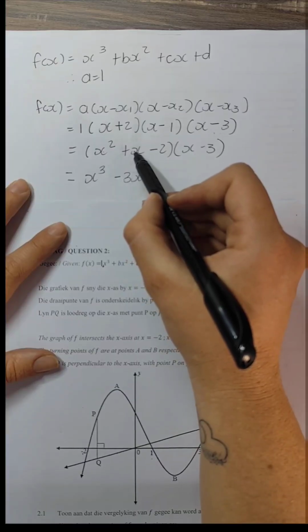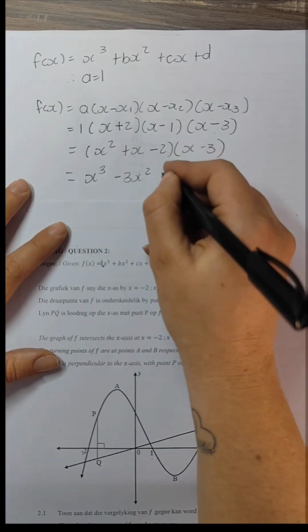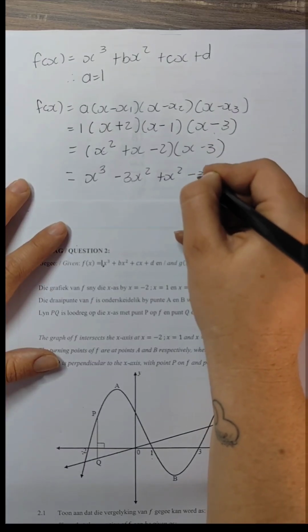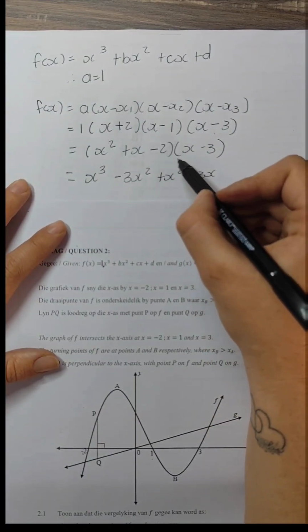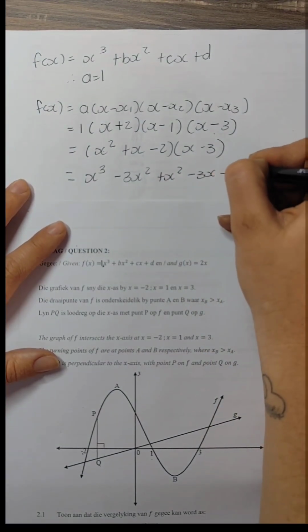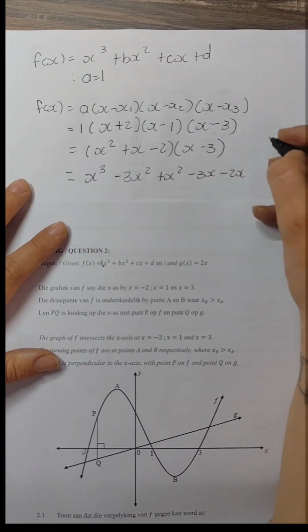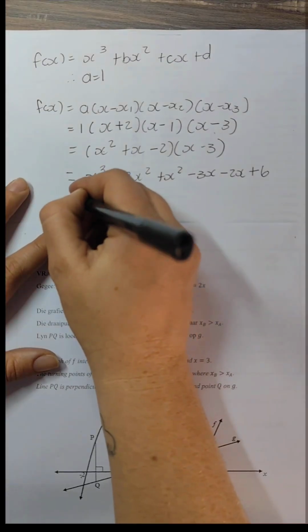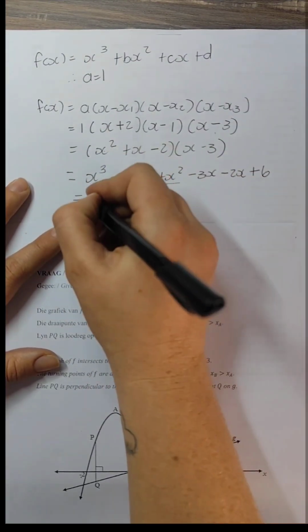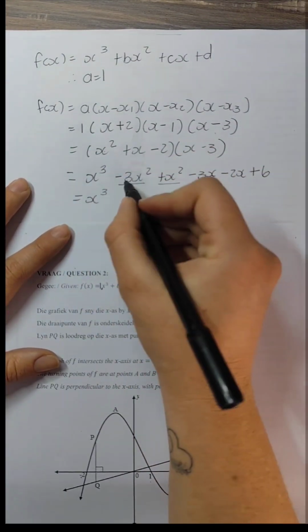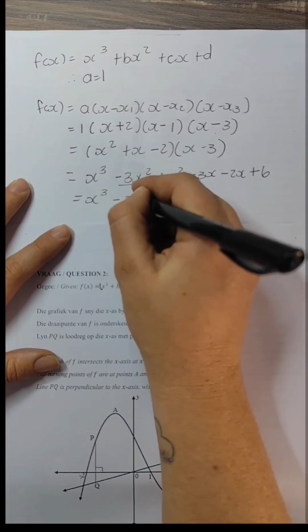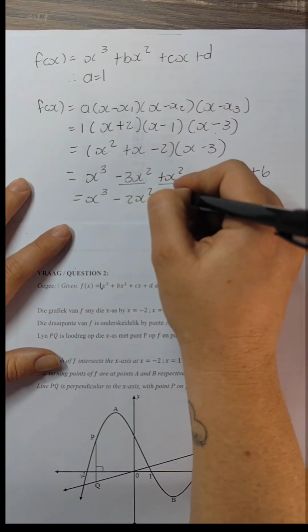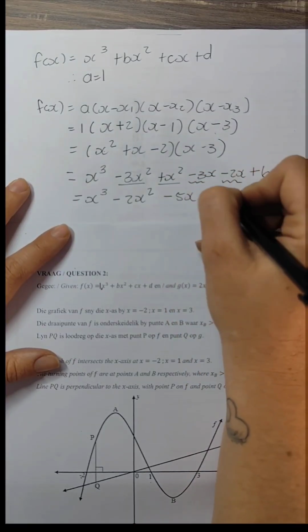And then we can go to our next term. x times x gives us plus x squared. x times -3 is -3x. And then we can say -2 times x, so minus 2x. -2 times -3 gives us positive 6. So now we can simplify this, adding our like terms together. We have x cubed, minus 3 plus 1 gives us -2x squared. Minus 3x minus 2x gives us -5x plus 6.